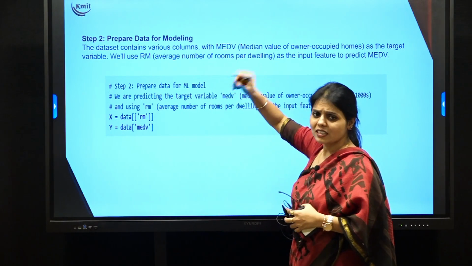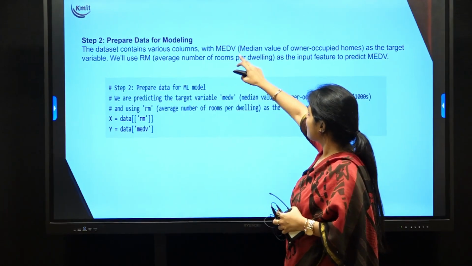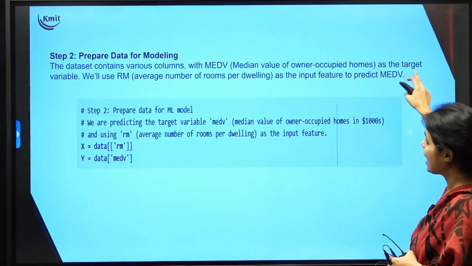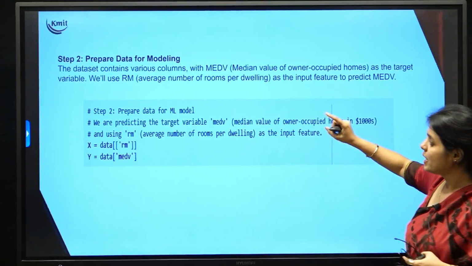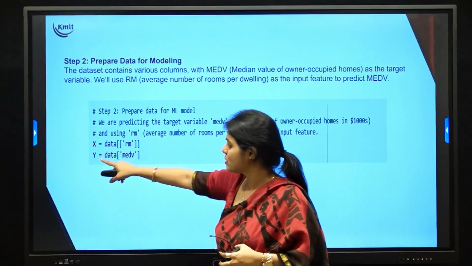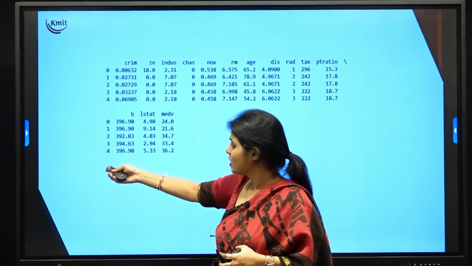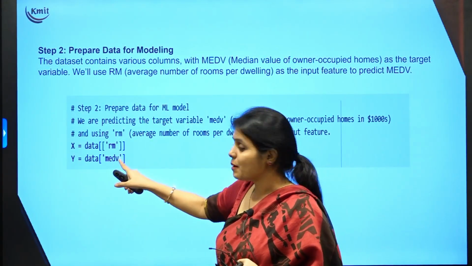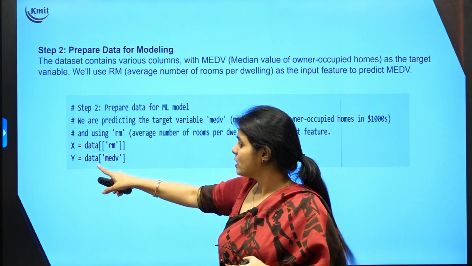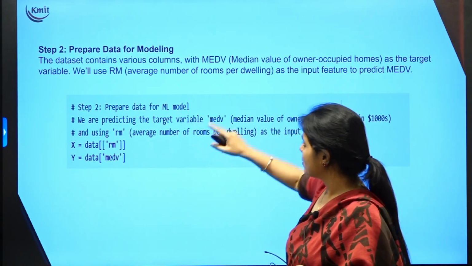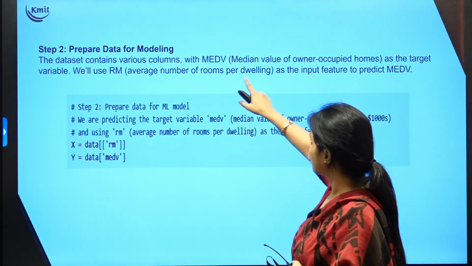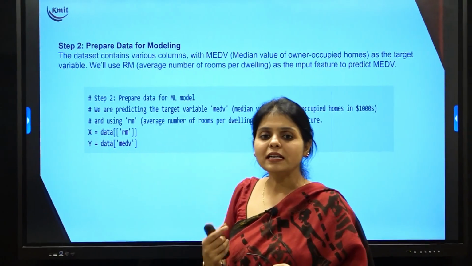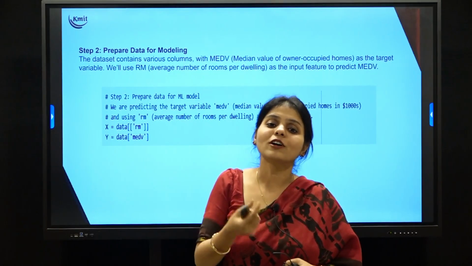So the data set contains various columns, out of which MEDV, which is median value of owner occupied homes, is the target variable, that is the output. MEDV as the output variable. So I say from this data that you have, I want to take MEDV as my output variable and RM as my input variable. RM is nothing but average number of rooms per dwelling. So here I am trying to predict the price of the house based on rooms.